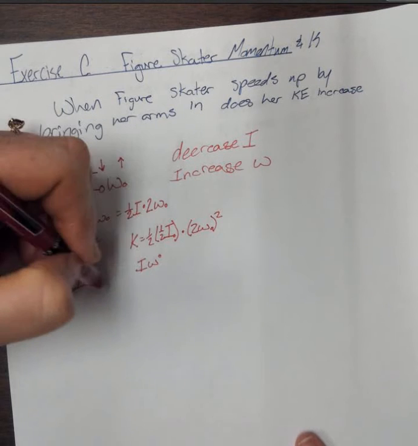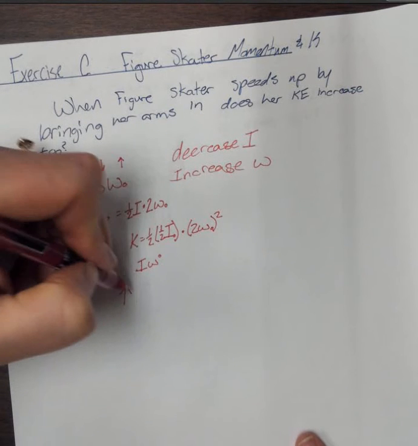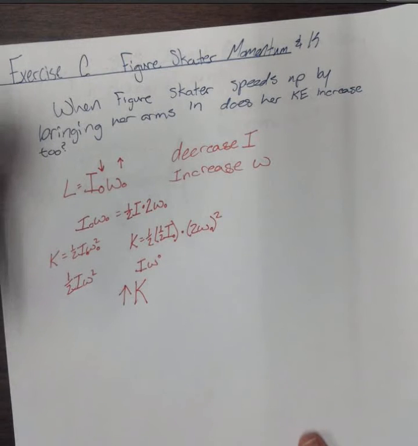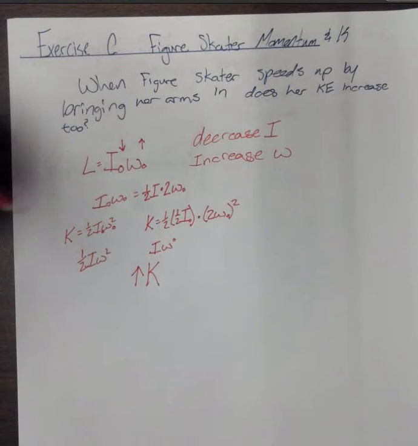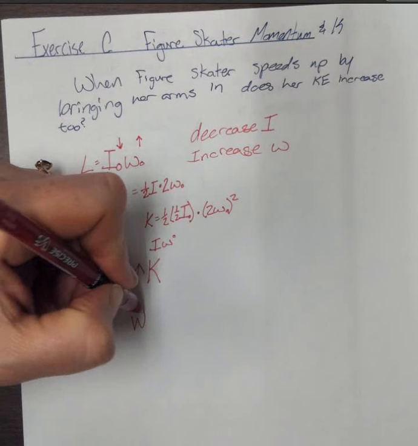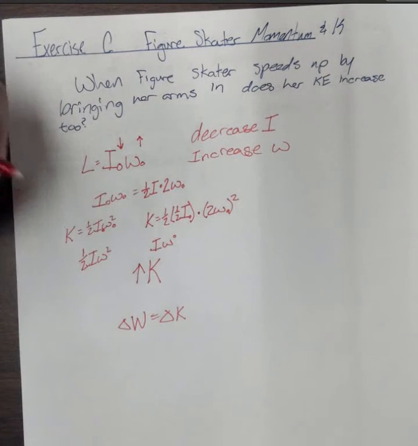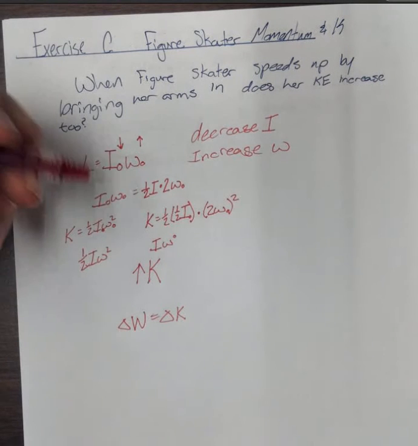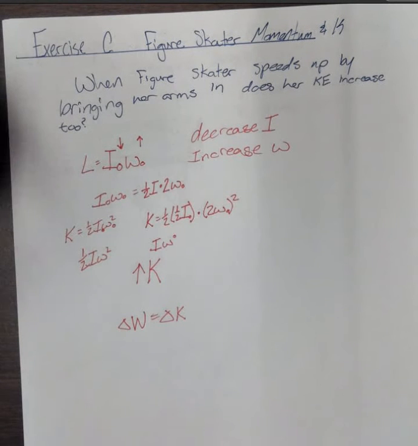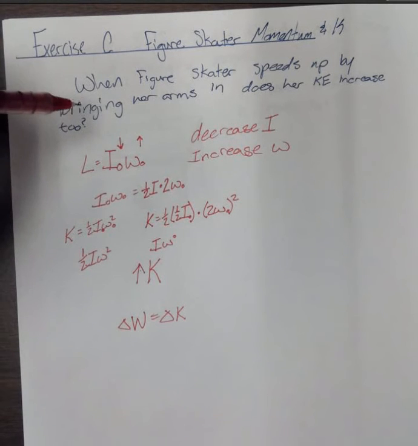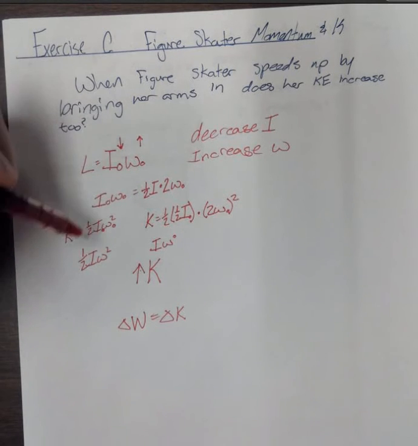So we can see that we did increase our kinetic energy for rotational motion when she brought her arms in. And so that begs the question, where the heck did this energy come from? Remember that the amount of work will change the kinetic energy. So that means that something must have done work on her and on her system to cause that increase in kinetic energy. And we know it wasn't an external torque. So that means that it had to be some internal work.